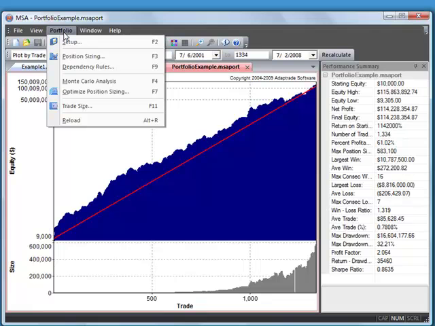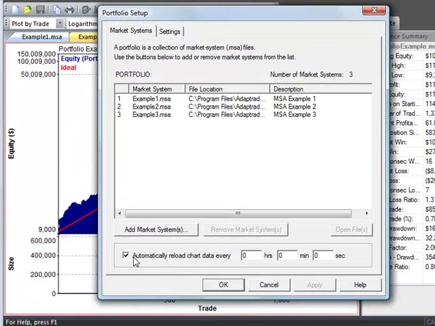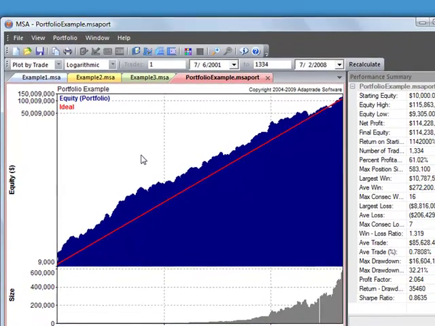Now if you want to do real-time position sizing and you have an active system, let's say you have a day trading system that trades frequently throughout the day, you can have Market System Analyzer update the chart at specified intervals. For example, every 5 seconds you could update the portfolio. This means it'll reload those market system files, which will in turn reload the trade data every 5 seconds.